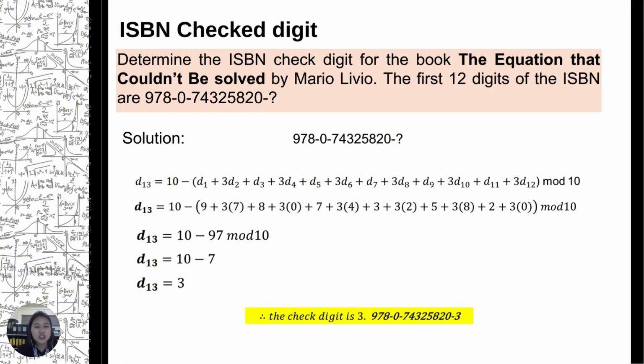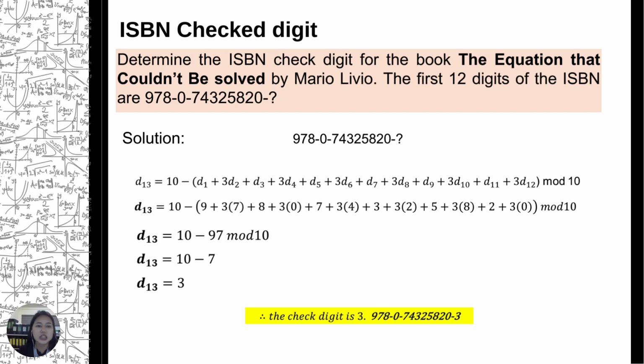Determine the ISBN check digit for the book The Equation That Couldn't Be Solved by Mario Livio. The first 12 digits of the ISBN are 978-0-74325-820, and the unknown will be X. So we need to find the last number, or the check digit, of the ISBN of the book.